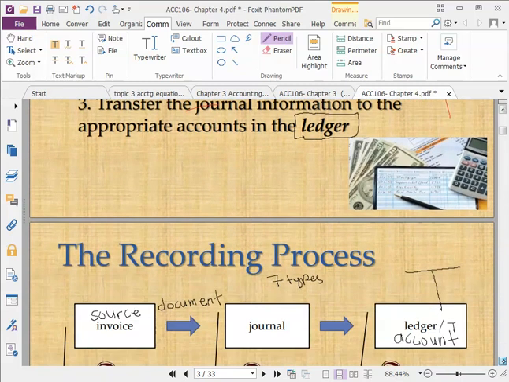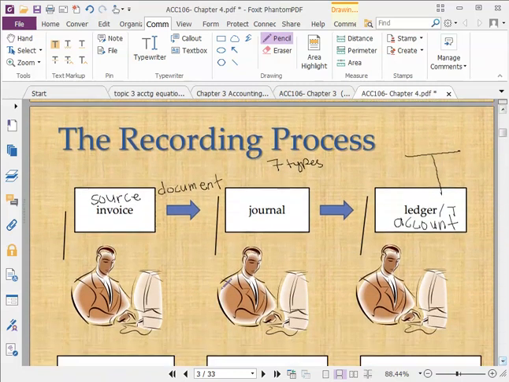Okay, next, let's look at the recording process. If you have the source document, for example an invoice, and we go to the shop to buy things, then after we pay the price of the product, we will get the bill, right? That is the source document.